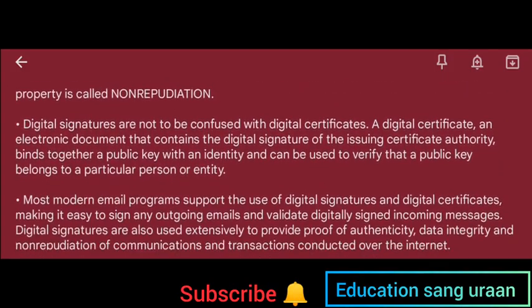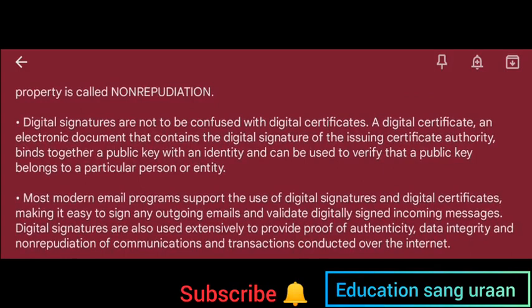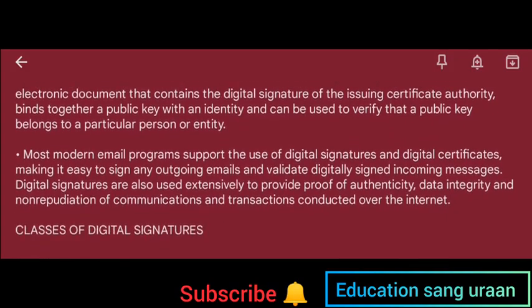Digital signatures are not to be confused with the digital certificate. A digital certificate is an electronic document that contains the digital signature of the issuing certificate authority. It binds together a public key with an identity and can be used to verify a public key belongs to a particular person or entity.